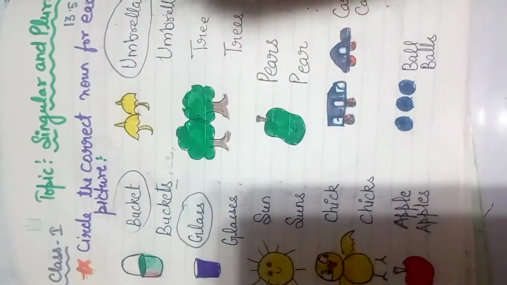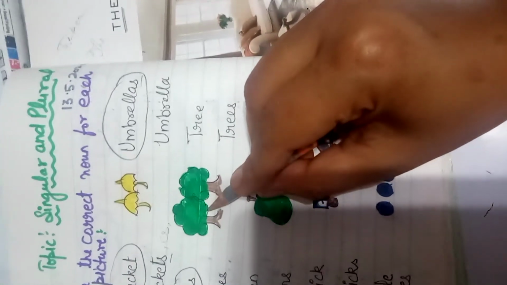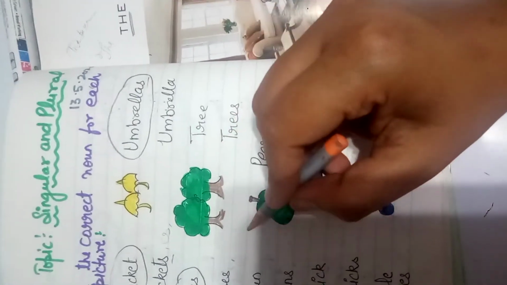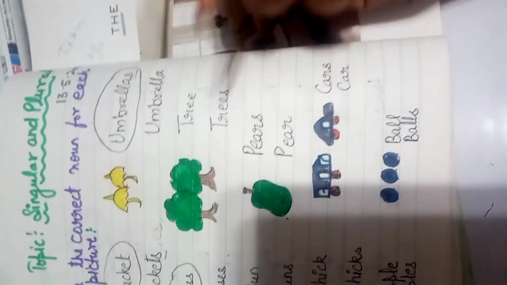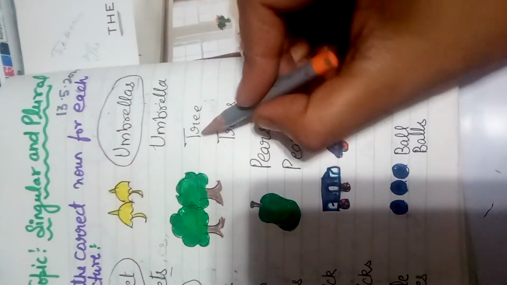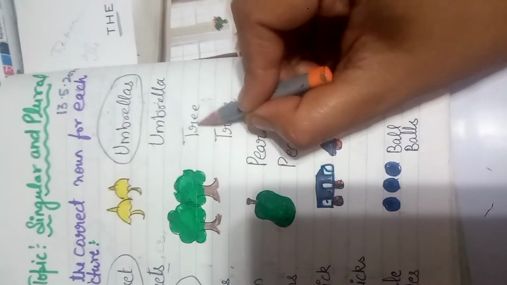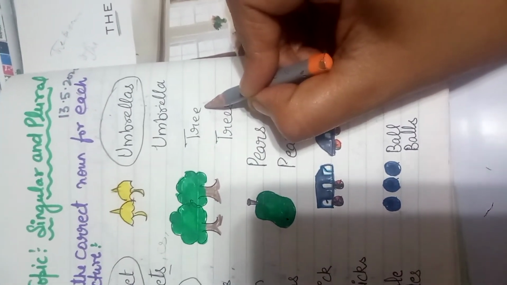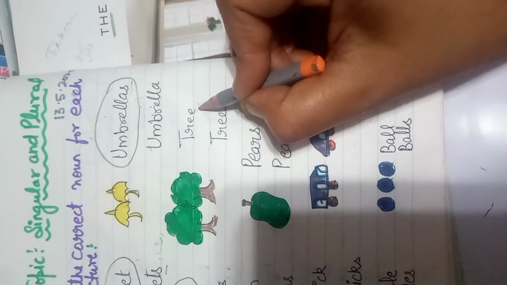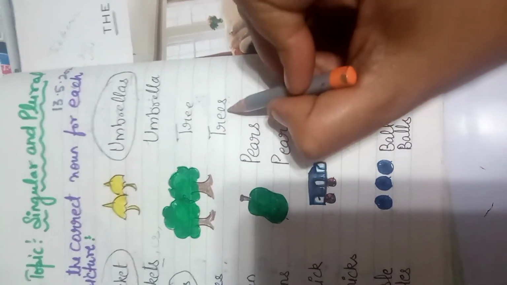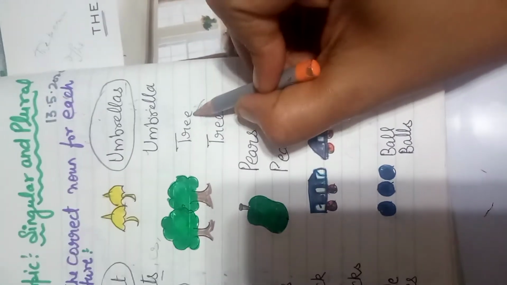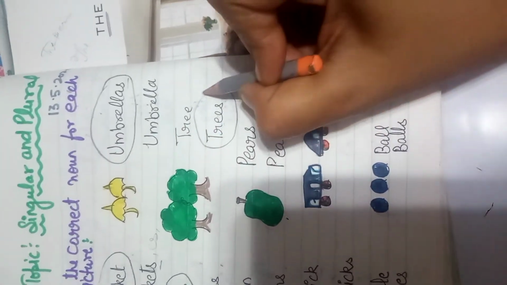Now come to the next picture. This is a tree. How many trees are here? One, two, more than one. So it's clear, it's plural. So we need to read the name now. Tree: this is the wrong one, this is not correct because s is not here. Now read the next one. Trees, this is the correct name, trees.